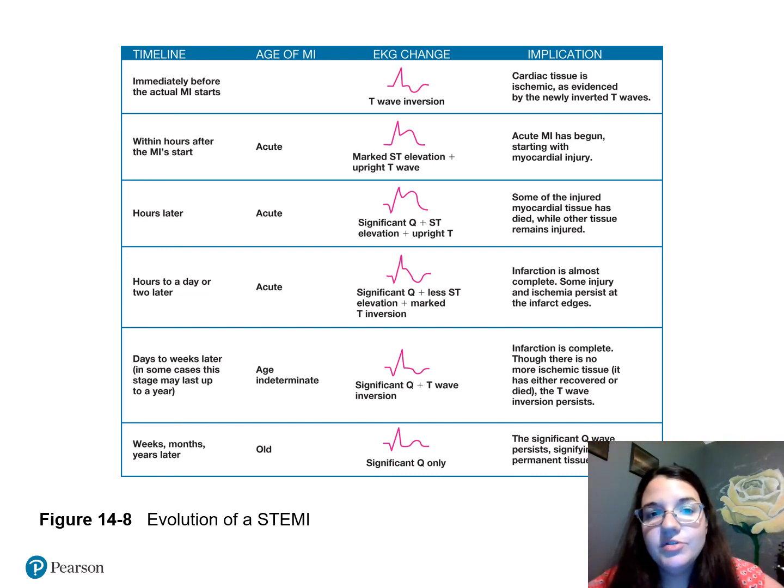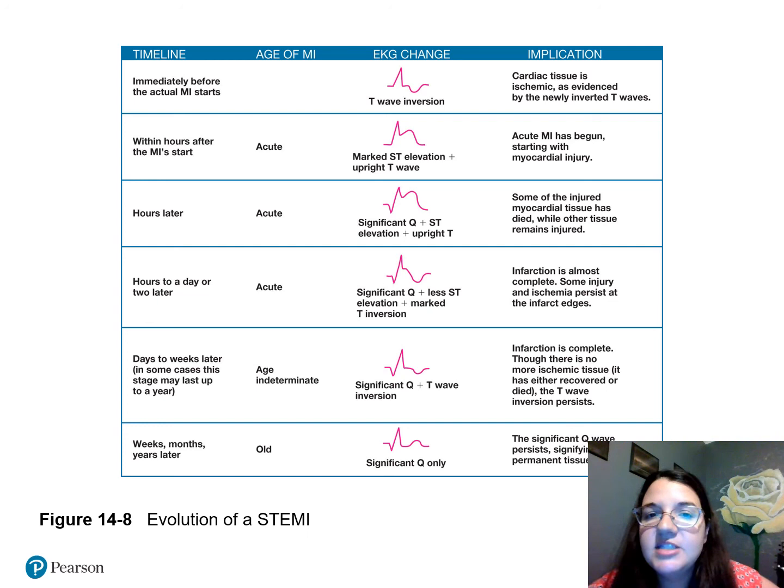So just to reiterate, the very first row, right before we have a heart attack, we're going to notice we have T wave inversion. This is going to be ischemic. We're going to have a pale whitish color. Within hours after my heart attack has begun, I am in the age of acute. The very beginning, I am showing ST elevation and my T wave is positive.